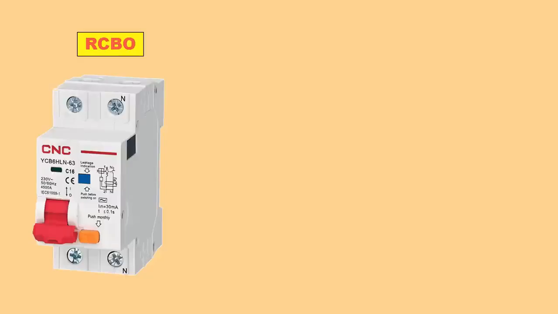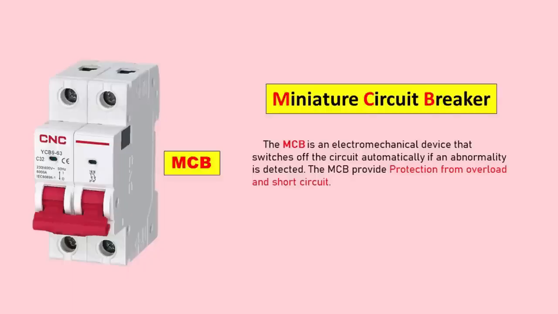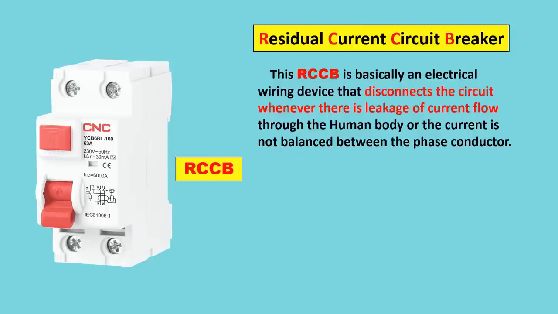Now here we have a RCBO. Full form of RCBO is Residual Current Circuit Breaker with Overload Protection. By listening to its name, you must have got an idea what is the working of RCBO. But I will explain you everything. Like I told you in the starting that the MCB we have, MCB provides us protection from overload and short circuit. After this I told you that the RCCB you have, RCCB provides protection from earth fault.